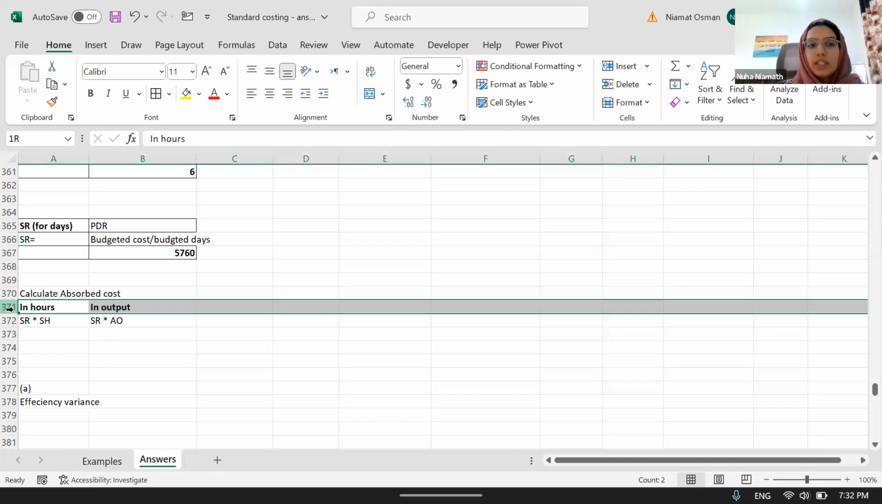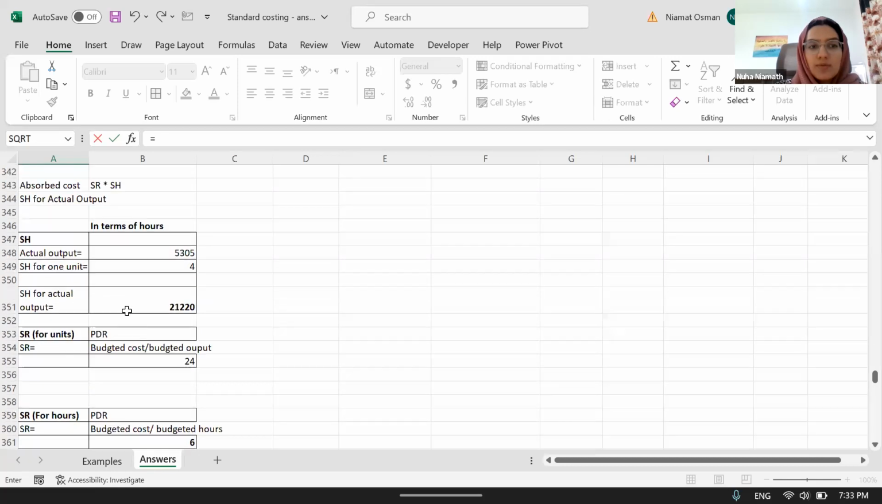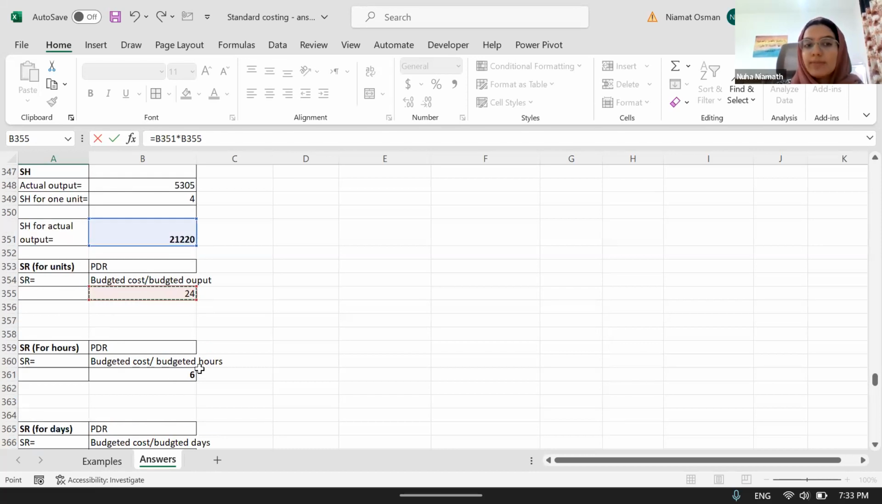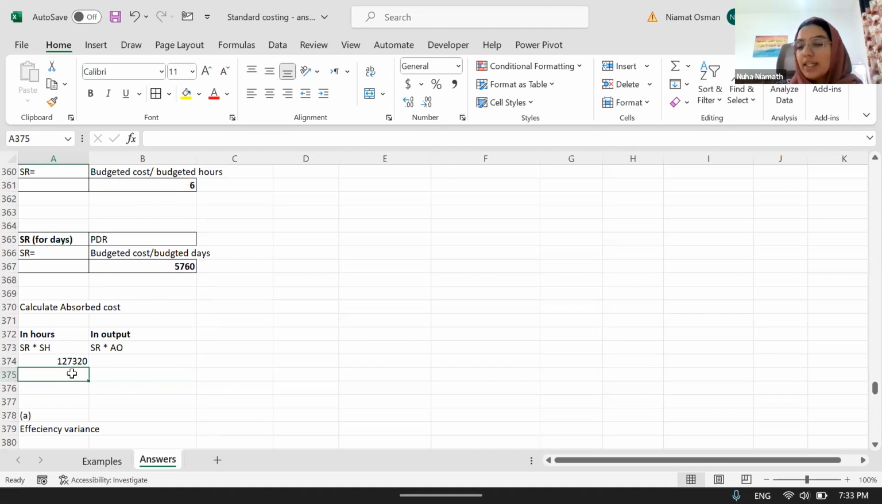Yes, perfect. Now you tell me, how will we do SR into SH? We have calculated SH for actual output always, into SR, 24. Is it? Or 6 we will take. Which one? Which SR we will take in terms of hours? 6 or 24? 6, correct. So that gives me 1,27,320. So this is my absorbed cost.